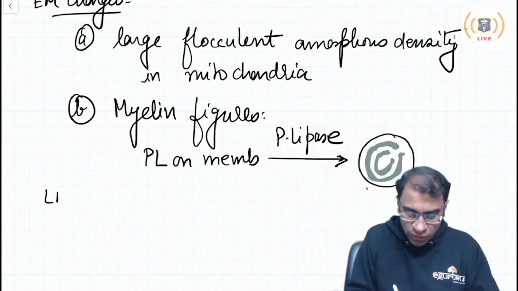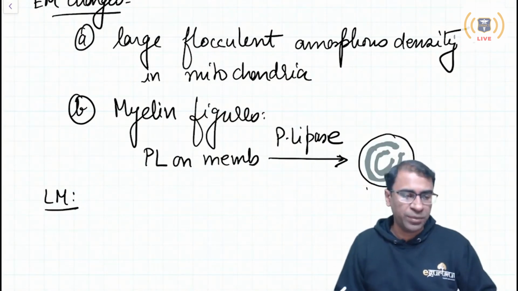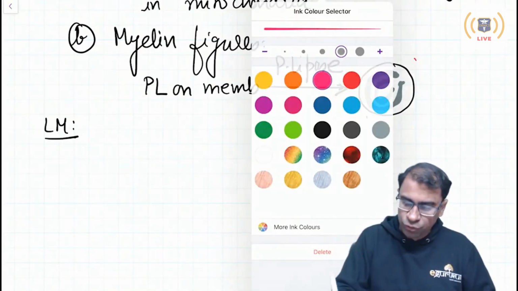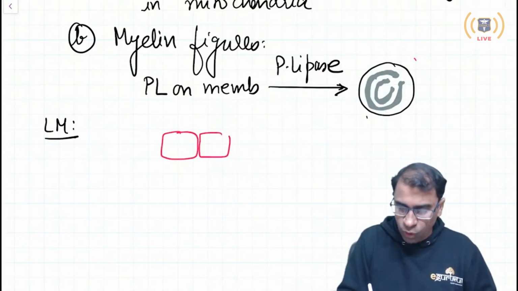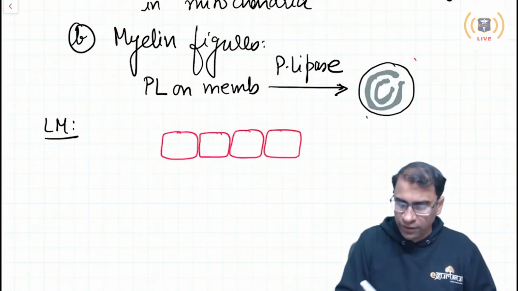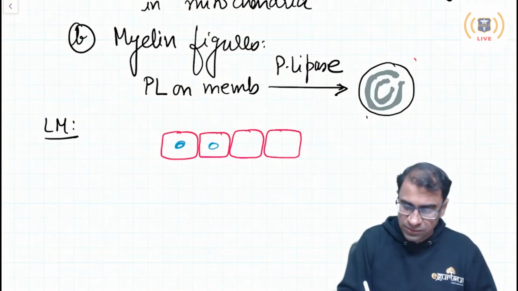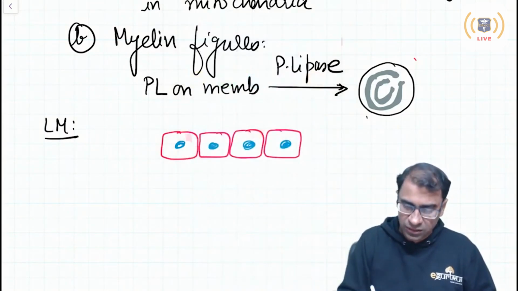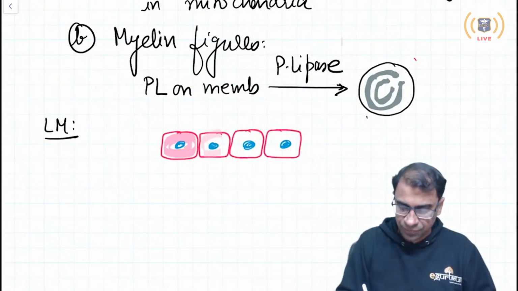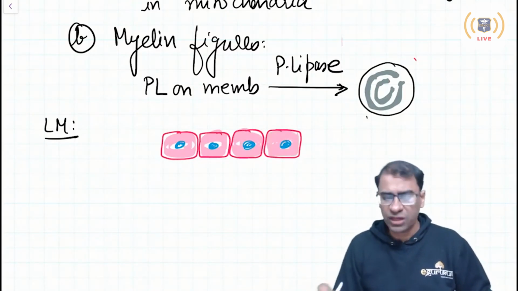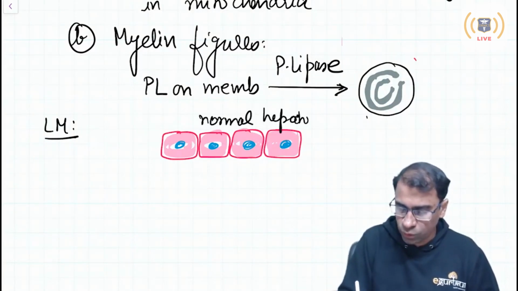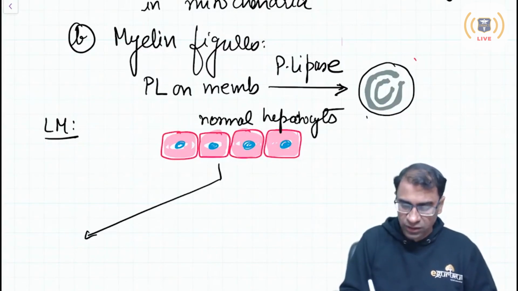Now we'll see what happens on the light microscope. What are the light microscopic changes? Again, very, very important. Let's assume I'm drawing a few hepatocytes like this, arranged like a cord. They all have a normal blue nucleus, and a light pinkish cytoplasm. This is how normal hepatocytes look.